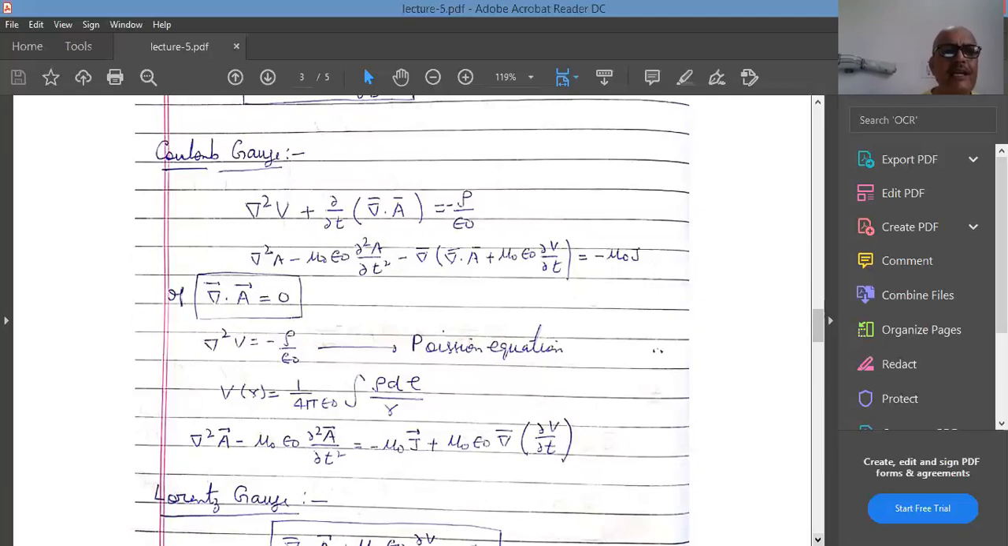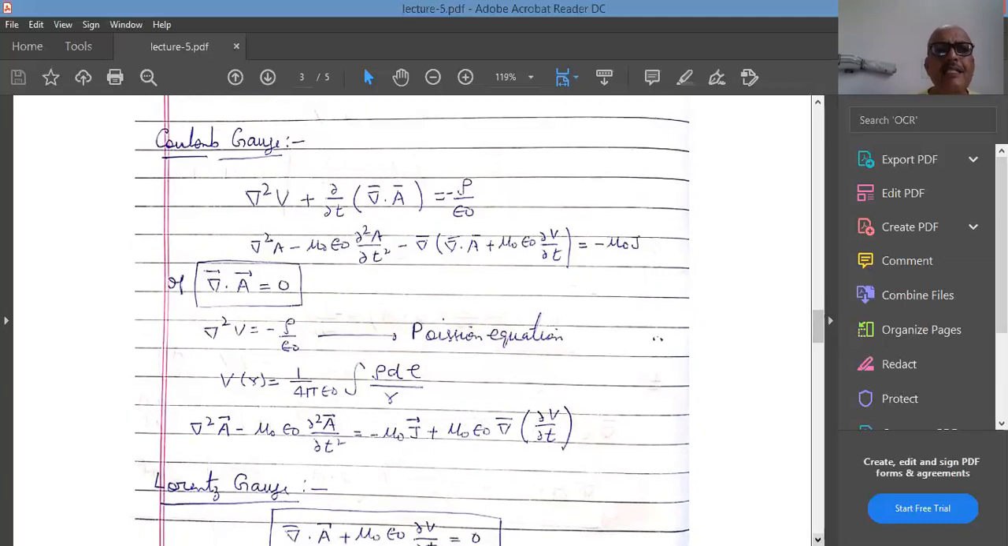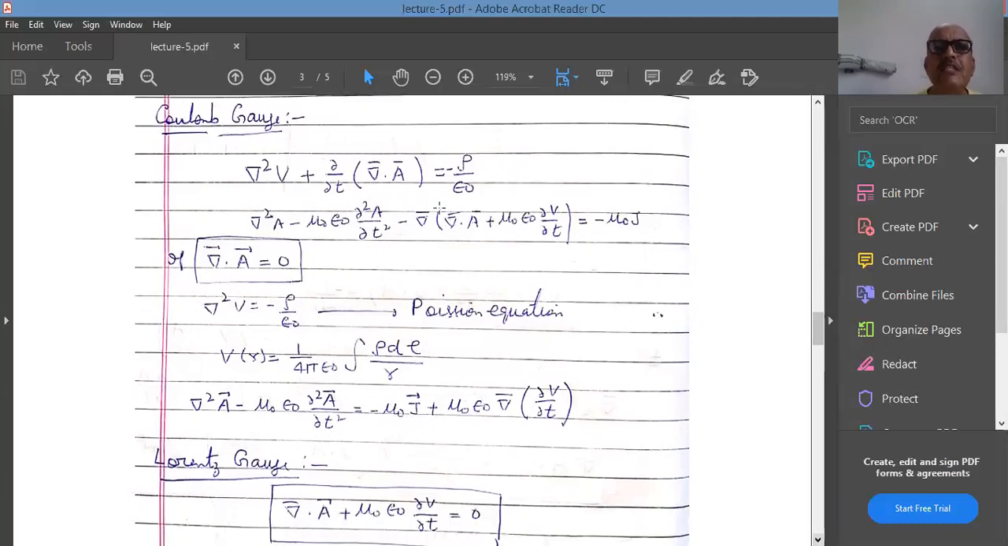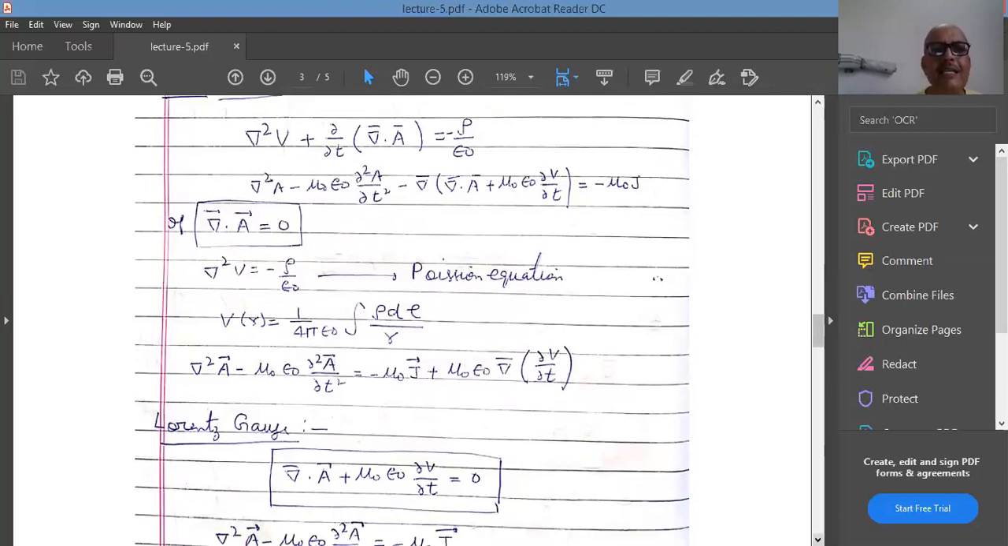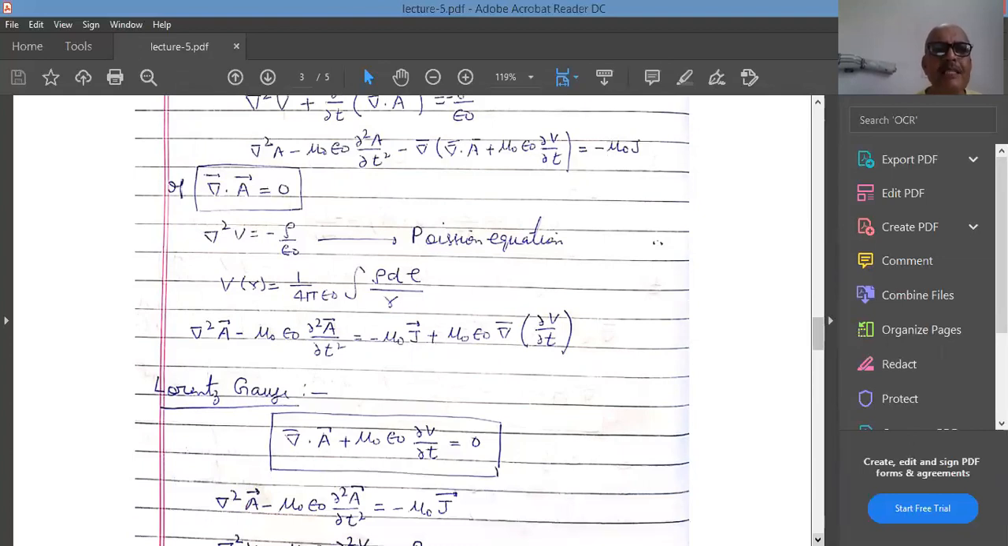The other condition here is the Lorentz gauge. Lorentz suggested that let us put this value here, that is the second equation: divergence of A plus mu naught epsilon naught del B over del T to be equal to 0. This was his suggestion. Later on we will see what is the physical significance of putting this. Right now we will consider it as a mathematical condition to be imposed on the two equations to help us understand the solution of the two. So this is called the Lorentz gauge condition, divergence of A plus mu naught epsilon naught del B over del T.